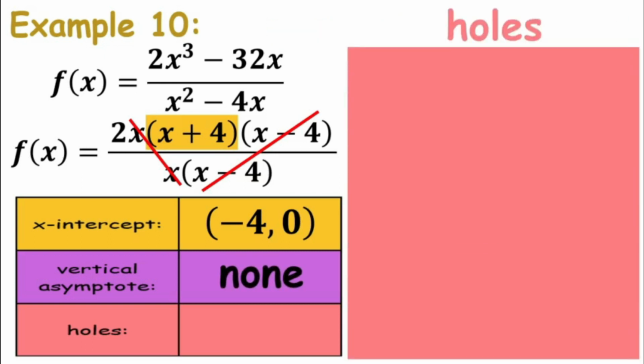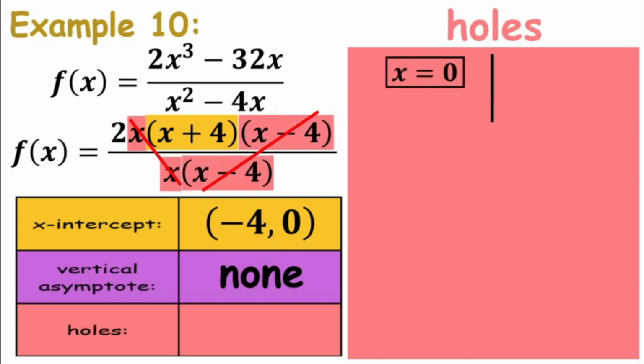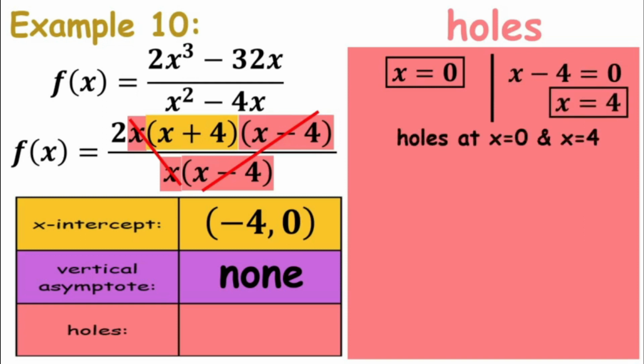Since there are two cancelled factors, we have two holes. First, we have x. X is equal to 0. And x minus 4. X minus 4 is equal to 0. Transpose negative 4, we have x is equal to 4. The graph of the rational function has holes at x is equal to 0 and x is equal to 4.